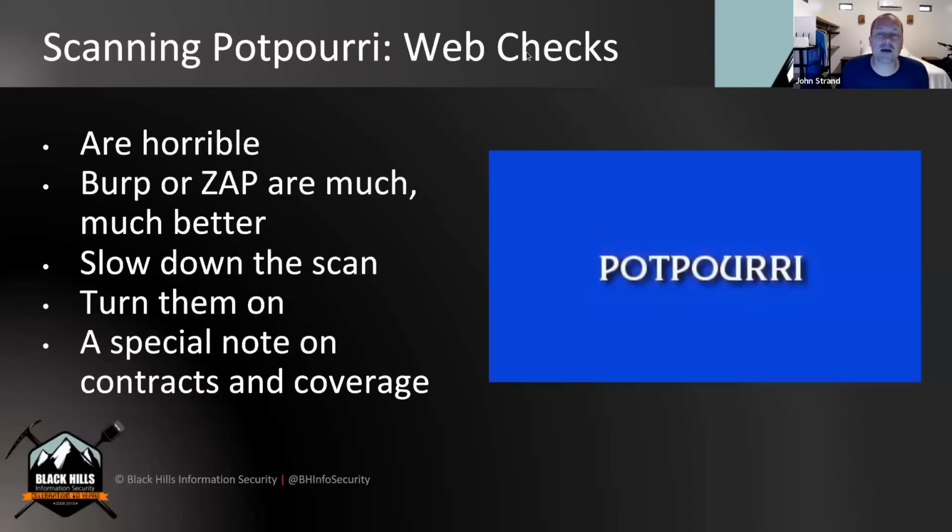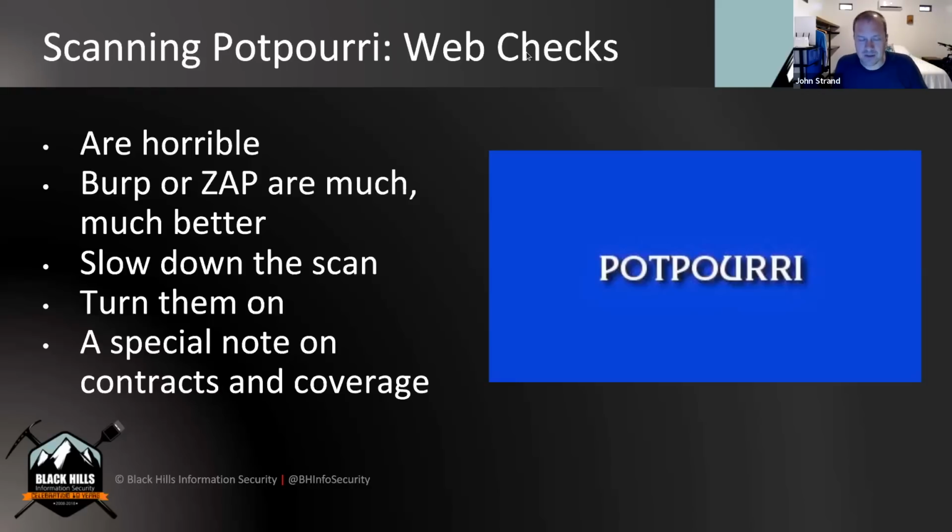Next thing is web checks in your vulnerability scan. Turn them on. They're horrible. I mean, they're really not good. Burp, Zap, any commercial scanning tool for web apps are much better. They're going to slow the scan down. Turn them on. And in many of the default scan policies for things like PCI, they're enabled.